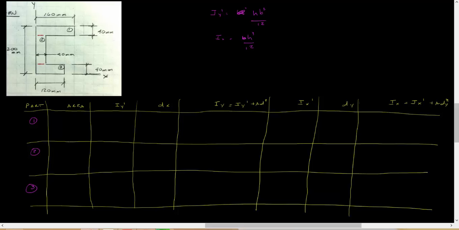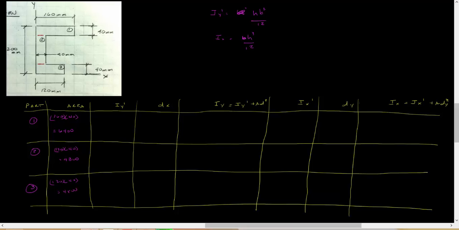Finding the areas is pretty easy. Part 1 is 160 times 40, which gives 6,400. Part 2 is 120 times 40, which is 4,800. And part 3 again is 120 times 40, which is 4,800.